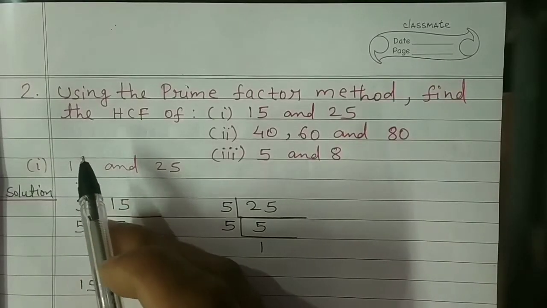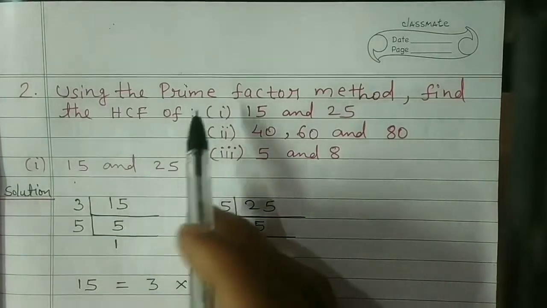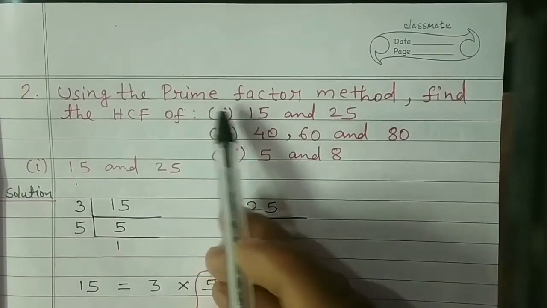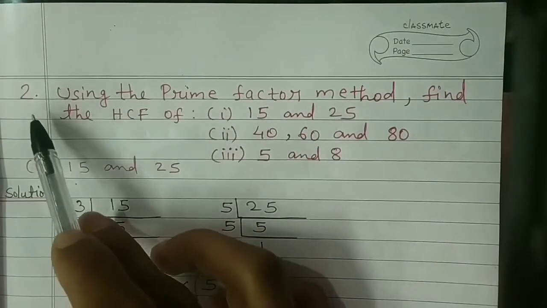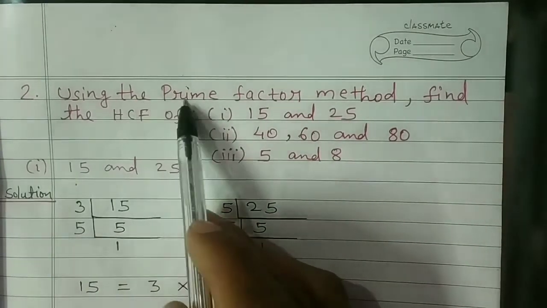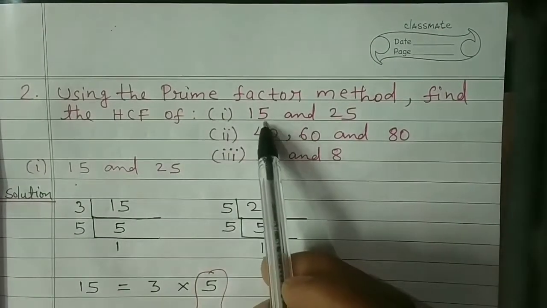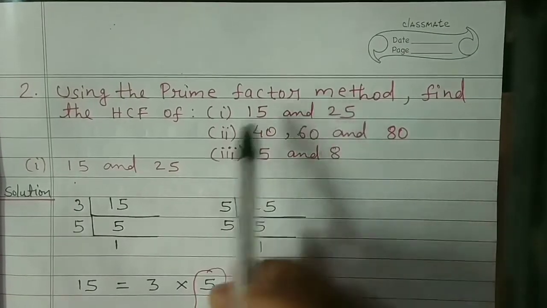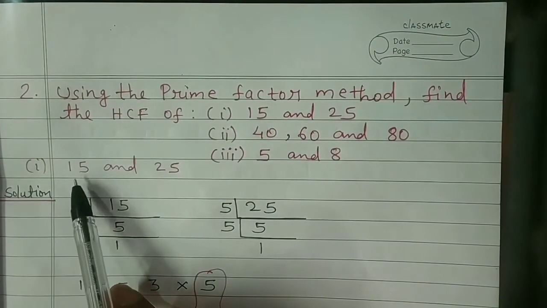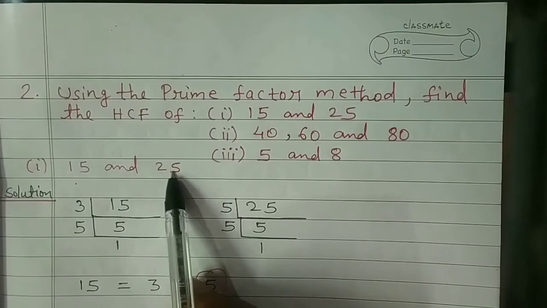Now, it is the time for the second method for finding HCF. And the second method is prime factor method. Okay? So, the question is, using the prime factor method, find the HCF of 15 and 25. Okay? This is the first question. We have to find the HCF, highest common factor of 15 and 25.